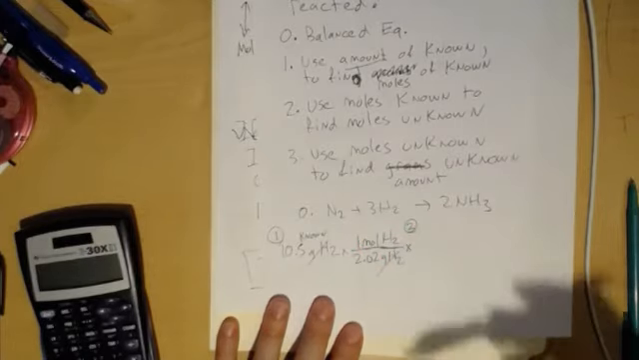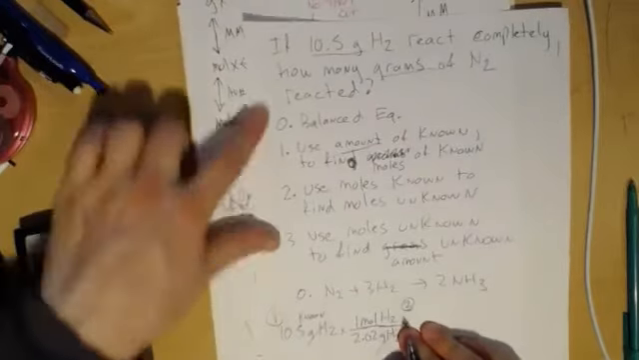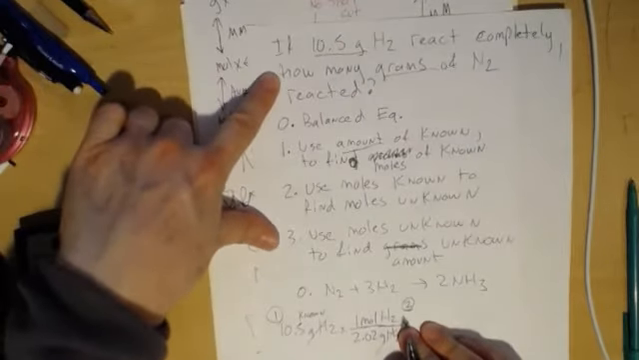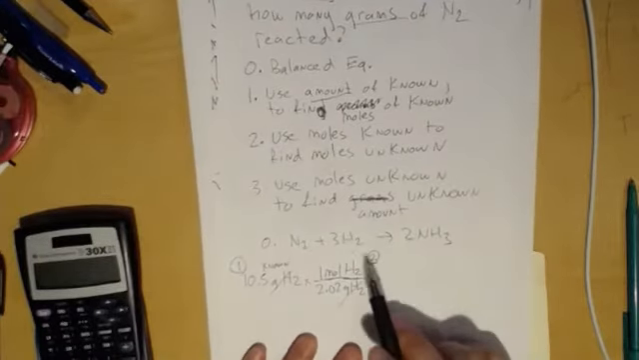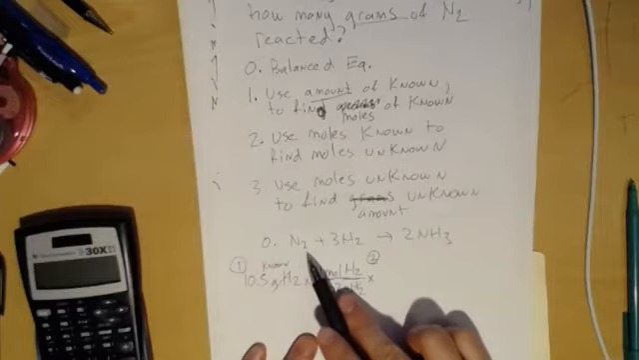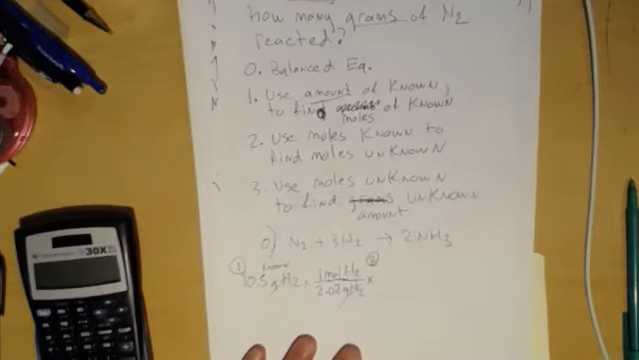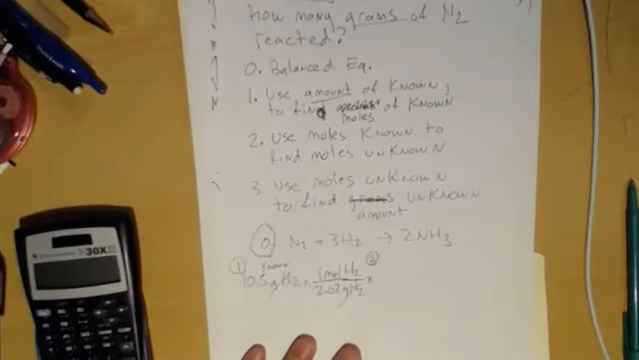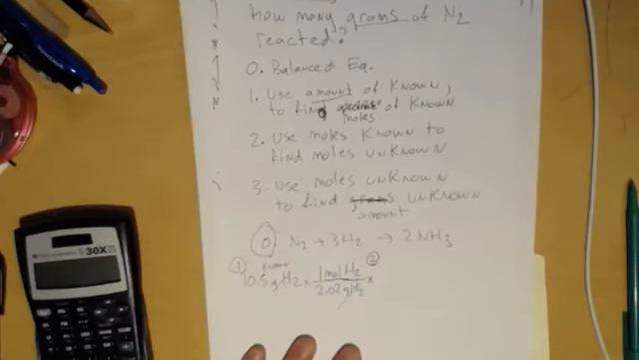This is a different problem, huh? Because let's go back to the question. If 10.5 grams of hydrogen react completely, how many grams of nitrogen reacted? All right, so what's the mole ratio between hydrogen and nitrogen? Let me put a parenthesis. That's not a coefficient. Or circle it. Okay. So what's the mole ratio between hydrogen and nitrogen? 3 to 2.